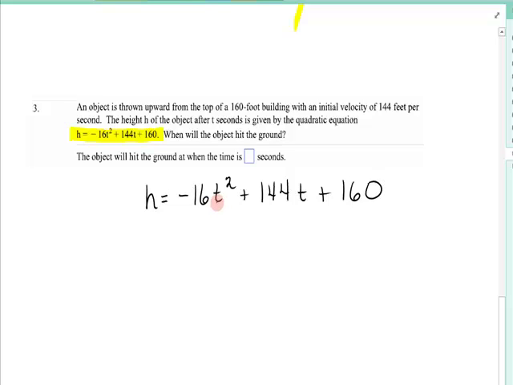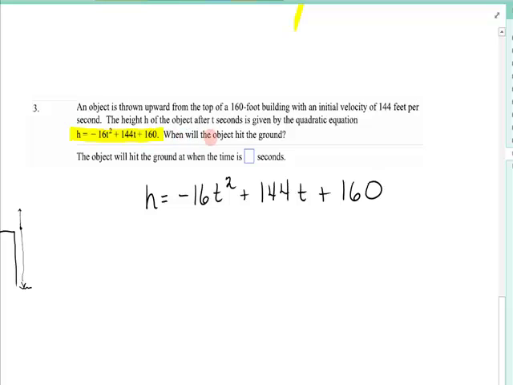If you tell me how many seconds have passed, we can plug it in and find out what the height of the object would be. And what does it do? When you throw it up in the air, here's your building, you throw it up in the air, it reaches some maximum height, and then it turns around, and it hits the ground. So it goes up and comes back down.